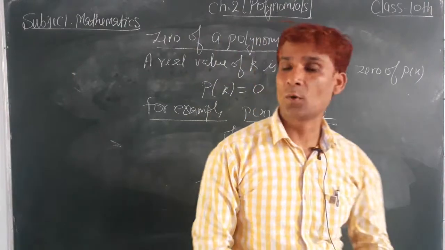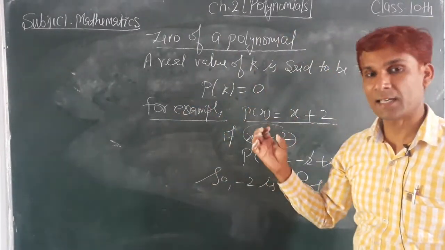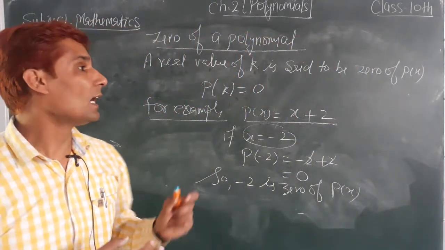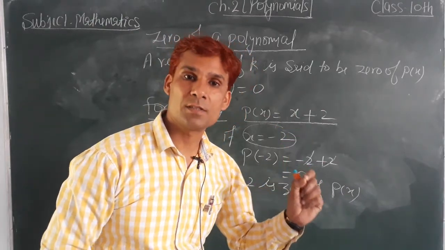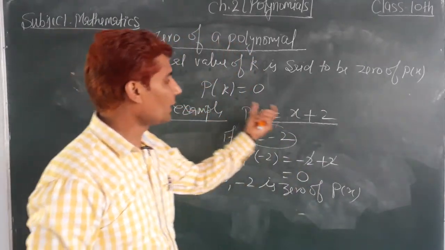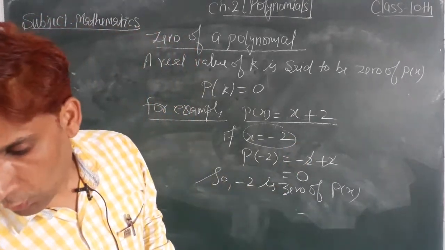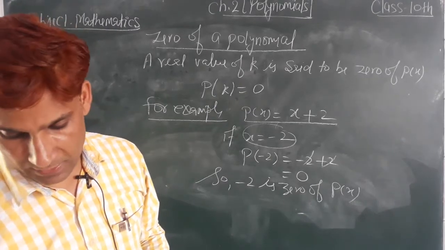What is the meaning of zero? A real value, any real value, suppose it is k, a real value k is said to be the zero of the polynomial if p(k) becomes zero. अगर k वैल्यू रखने पर जीरो आ जाता है तो वो पॉलिनोमियल की जीरो कहलाएगी.